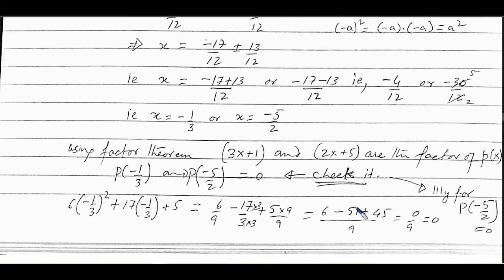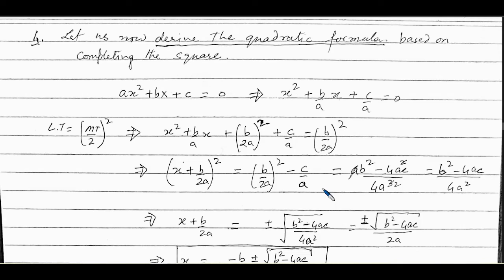So we have discussed two methods, that is splitting the middle term or making a perfect square. Or another way: suppose you have a quadratic equation and you want to know the solutions or the factors. This is the third method. Directly, if you put the values of the coefficients a, b and c, you can get the values of x.